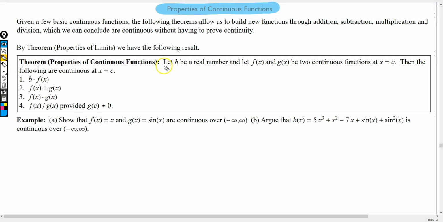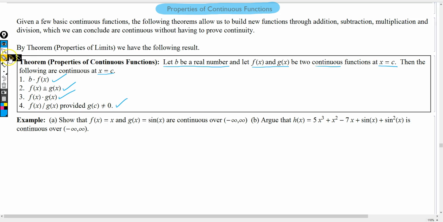So we're going to let b be any real number, and we're going to let f and g be two continuous functions at a point c. Then the following functions are also continuous at c. b times f, where b is any constant. f plus or minus g will be continuous. f times g will be continuous. And the quotient f divided by g will be continuous, provided that g of c doesn't equal 0. We don't want to divide by 0. Alright, so let's take a look at how we use this, and then eventually we'll prove one of these.